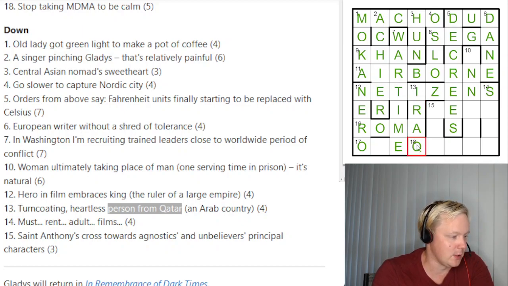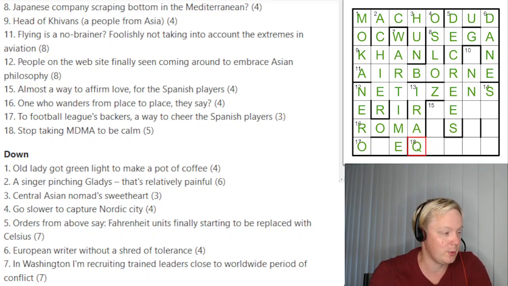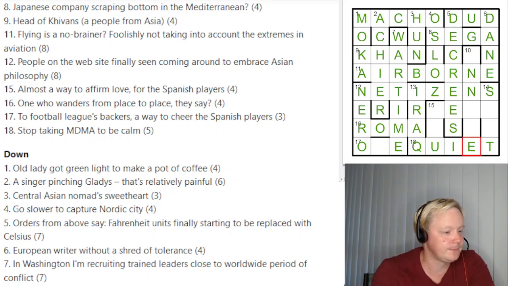I can add Q at the start of 18, so we probably can do that. Like, how many words could there be that start with Q, right? So, stop taking MDMA to be calm. MDMA is a drug that's also called ecstasy, and it's often E in crosswords. So something has inside it an E, and the answer means calm. So if you stop, you quit. You put an E inside, you get quiet, which means calm.